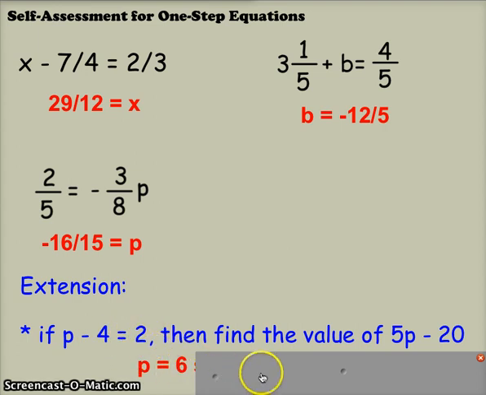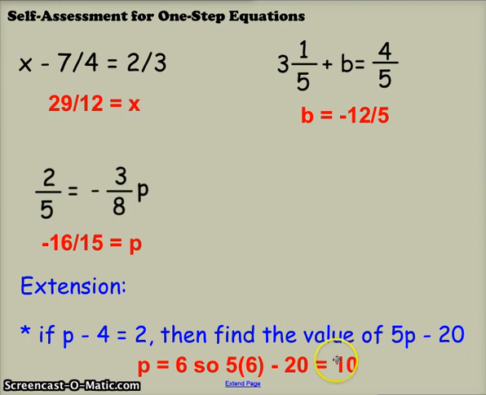So if p equals 6, then 5 times 6 minus 20 would be 5 times 6, which is 30, minus 20, which gives us a final answer of 10 when you evaluate this part of the expression.